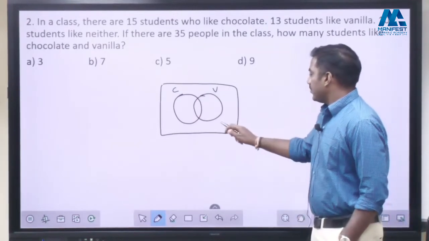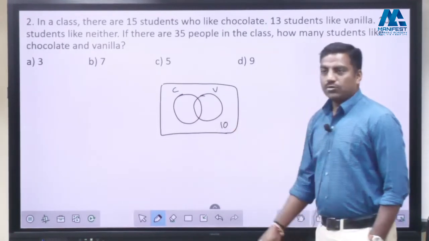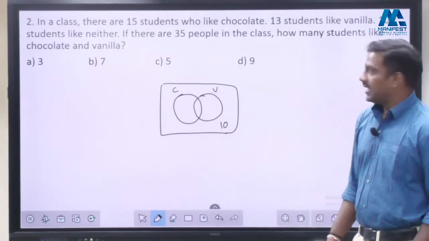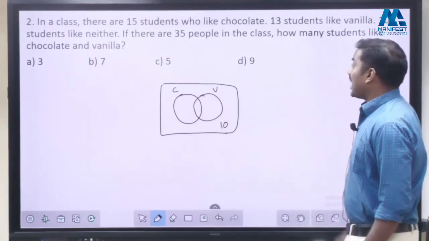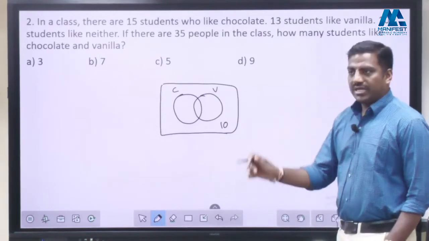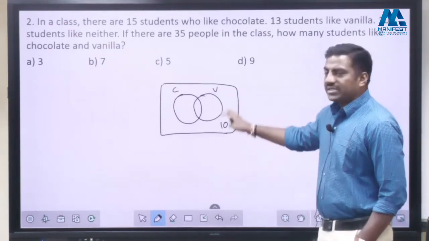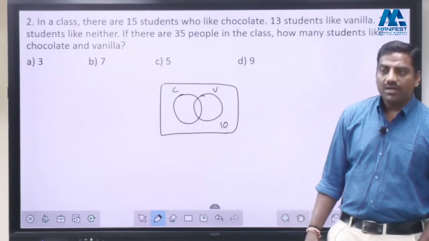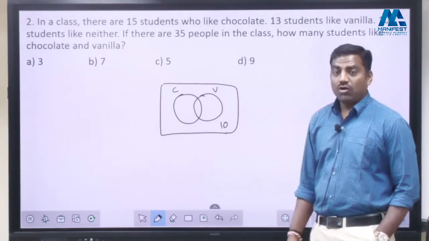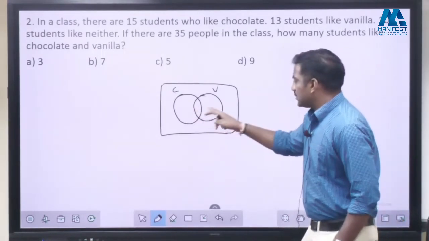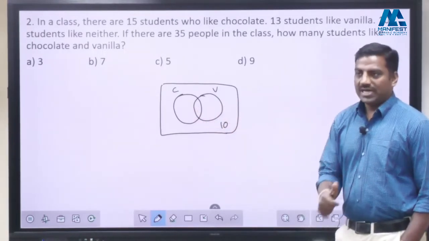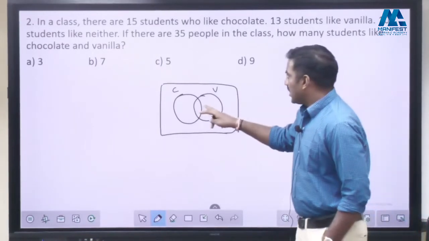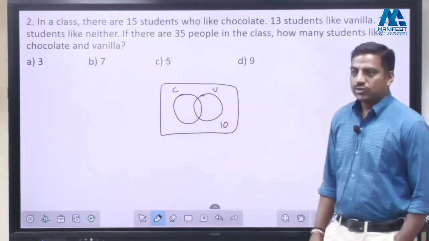10 like neither, put them outside, because we have exclusive data. If there are 35 people in the class, among these 4 sectors, we have to fill 35, right? Already how many we have filled? 10. How many are remaining now? So this plus this plus this has to be 25. Done? No issues.